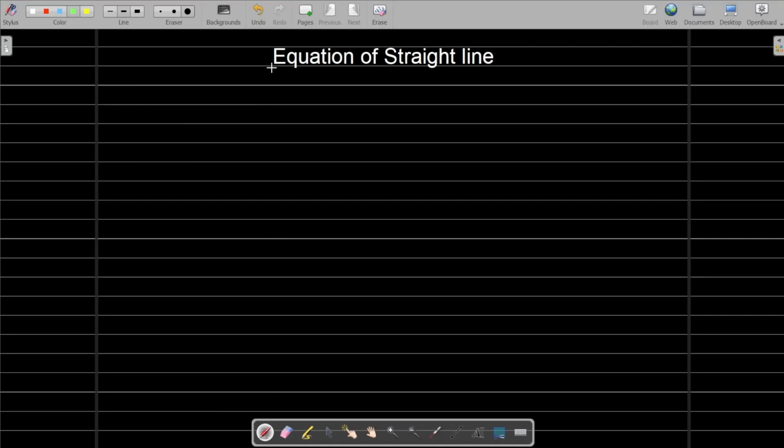So in this lesson we will see how to find the equation of a straight line. Basically there are two ways to find the equation of a straight line. The first method is by applying y is equal to mx plus c, where m represents the slope of the line and c represents the y-intercept.